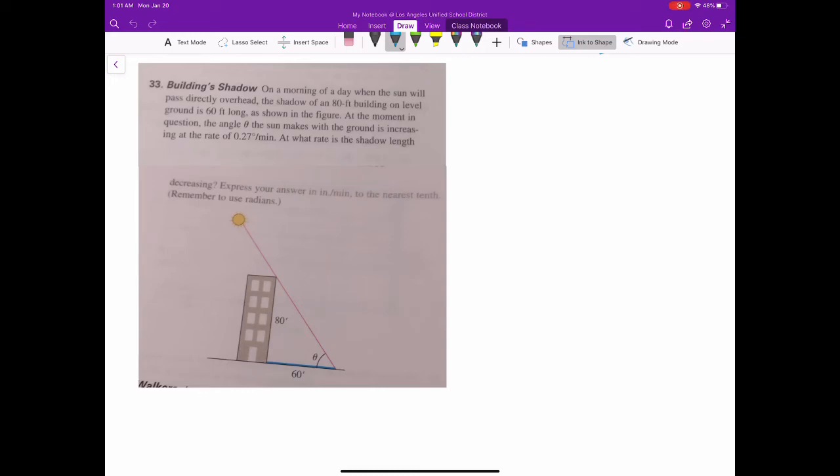Okay, problem number 33. Building shadow. On a morning of a day when the sun will pass directly overhead, so the sun is going in this direction, right? The shadow of an 80-foot building on level ground is 60 feet long. Okay, so here's the shadow, here's the height. And as the sun moves this way, the shadow will move this way.